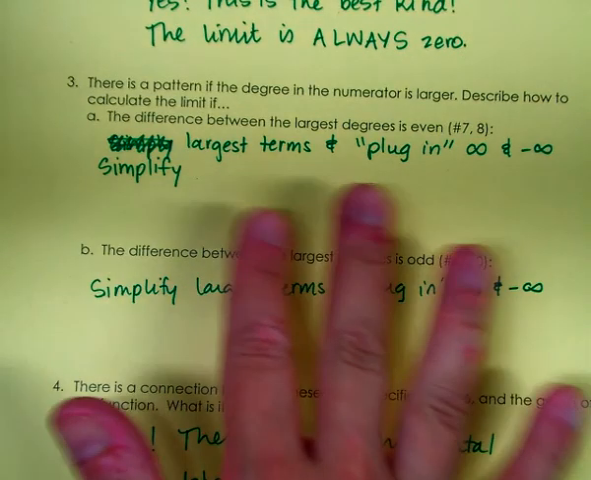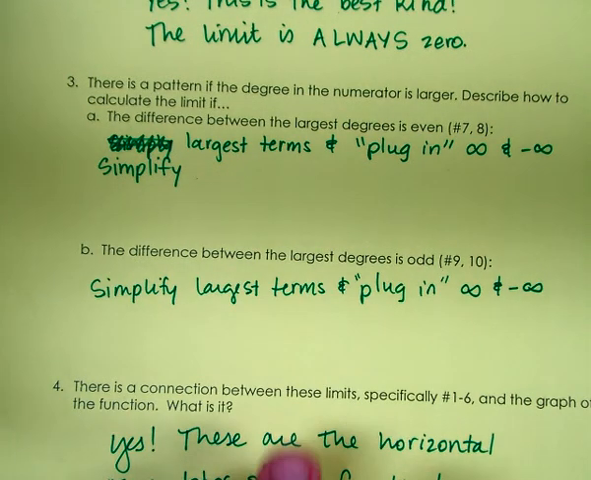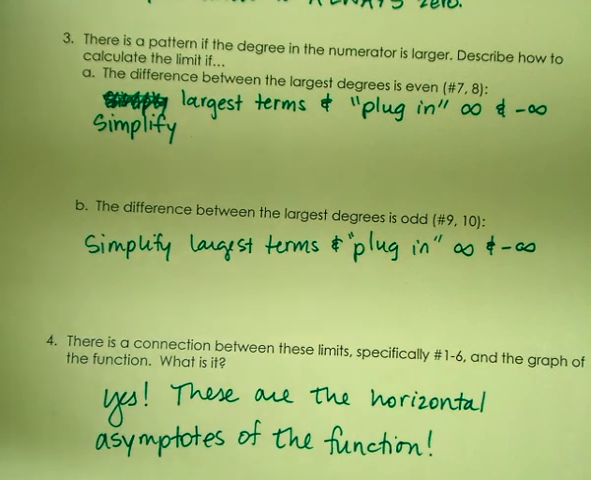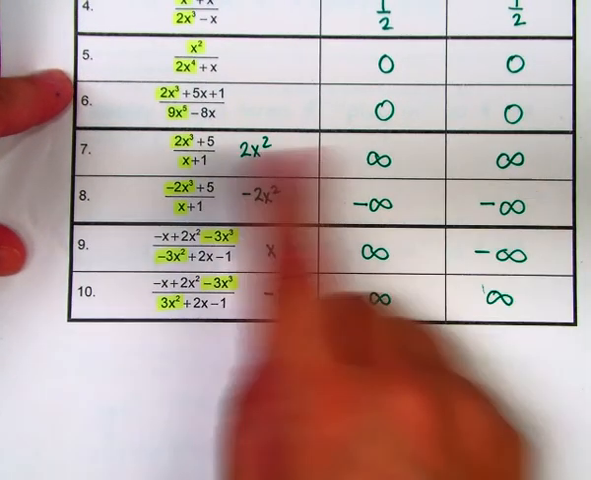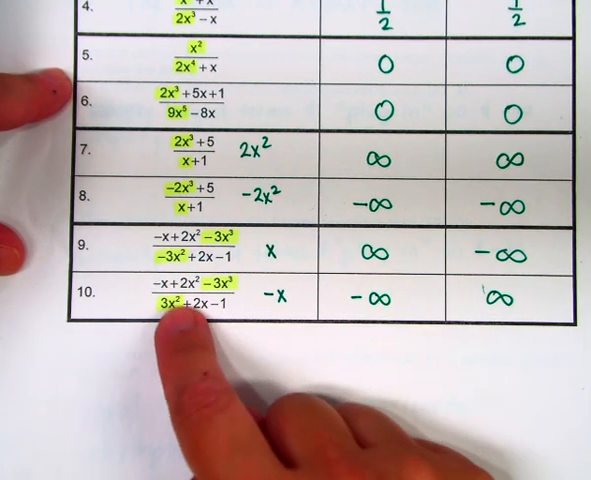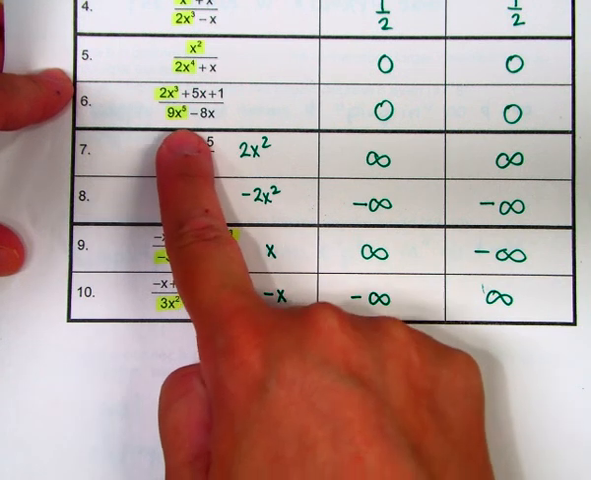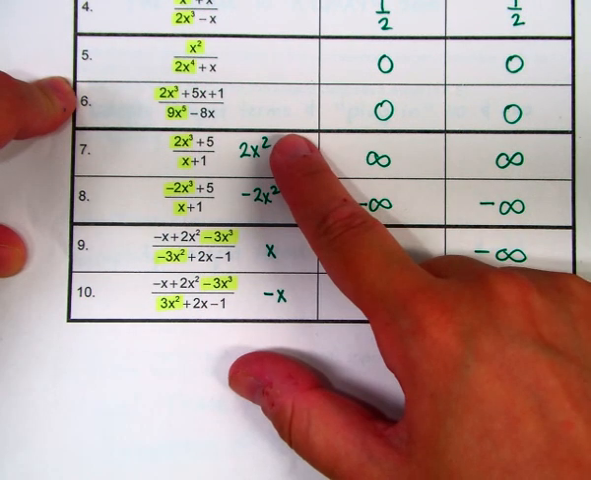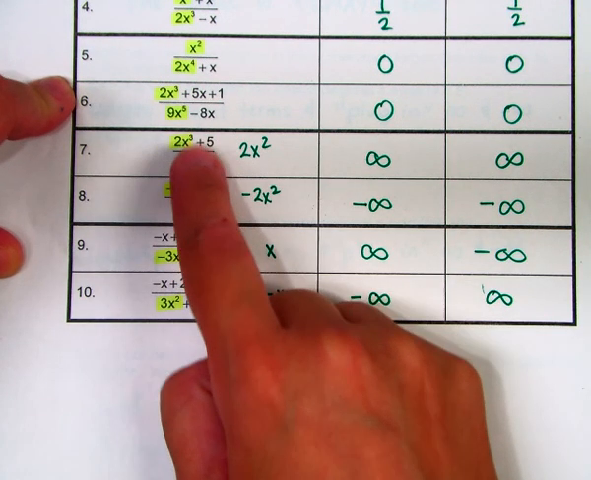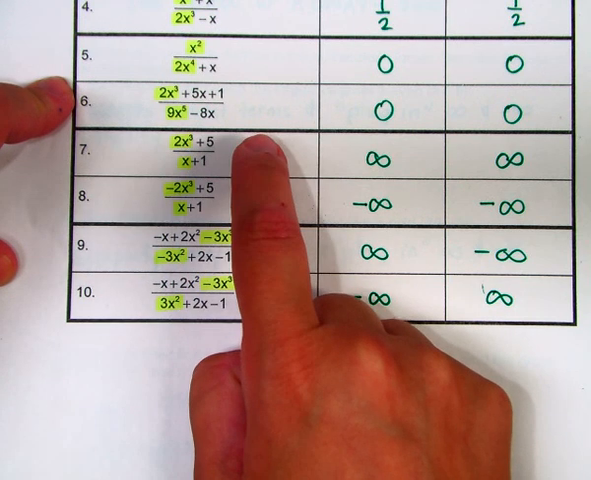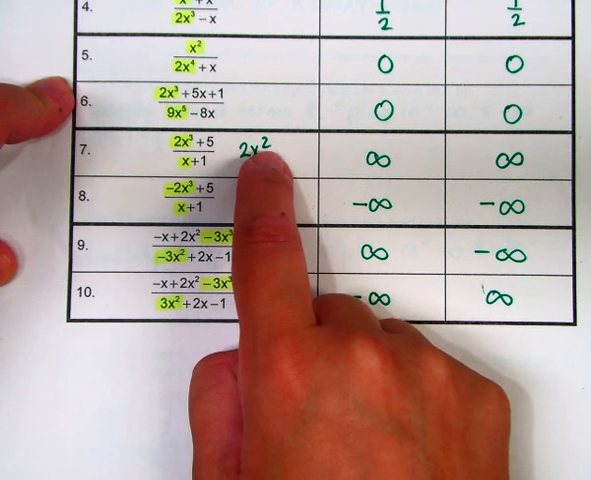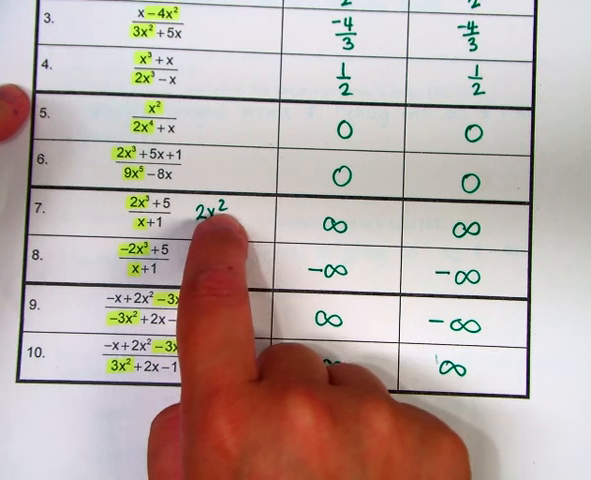3 is maybe where you struggle the most. This pattern isn't as evident. What you need to do in order to get these problems correct is the same idea. You want to focus on the largest terms in the top and bottom, but what you have to do for these problems is actually take the 2x cubed divided by x and get that resulting term. So that would be 2x squared is what that simplifies to, and plug in infinity.